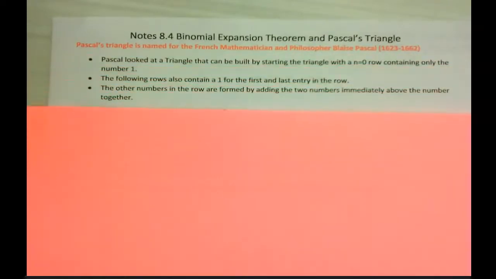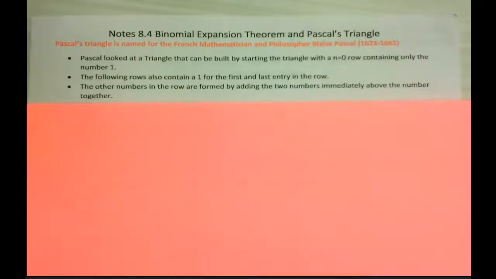Hello, today we are looking at section 8.4, Binomial Expansion Theorem and Pascal's Triangle. Pascal's Triangle is named for the French mathematician and philosopher Blaise Pascal, 1623 to 1662. He's a really smart guy who came up with some pattern recognition. He was looking at a triangle, and we're calling this triangle Pascal's Triangle in honor of him.